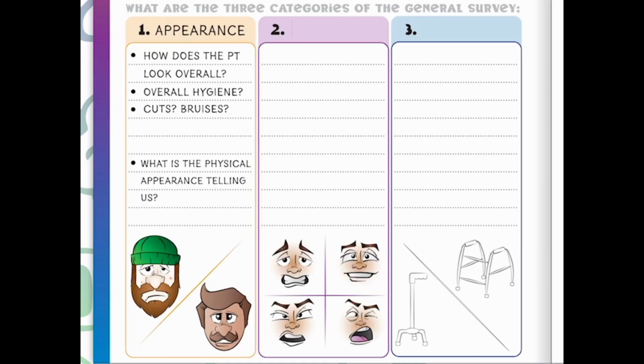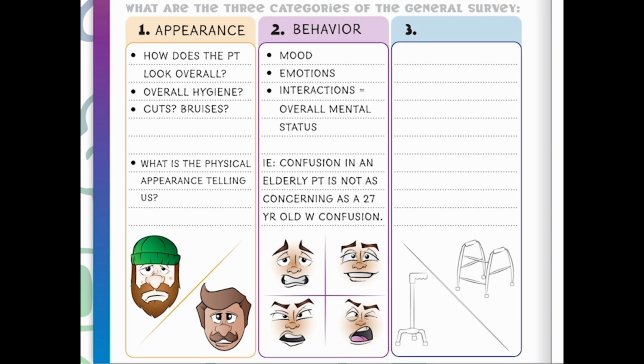And our second category is going to be our overall behavior. So what is their mood? What are their emotions and their interactions? What's that overall mental status that we're being greeted with? For example, if we see confusion in our elderly patient, that might not be as concerning as a 27-year-old that has confusion.